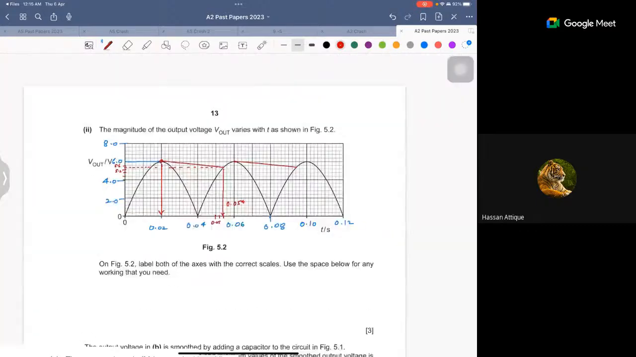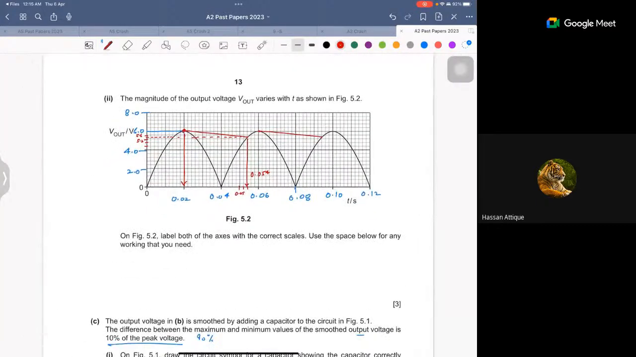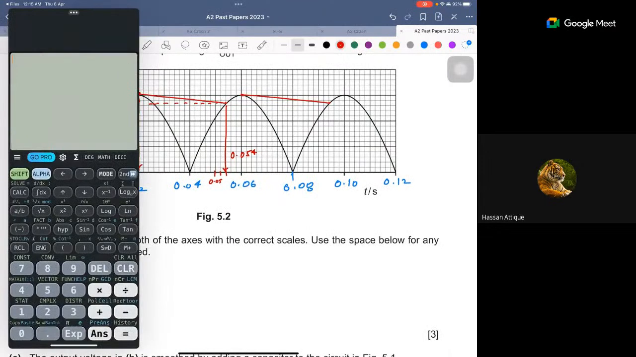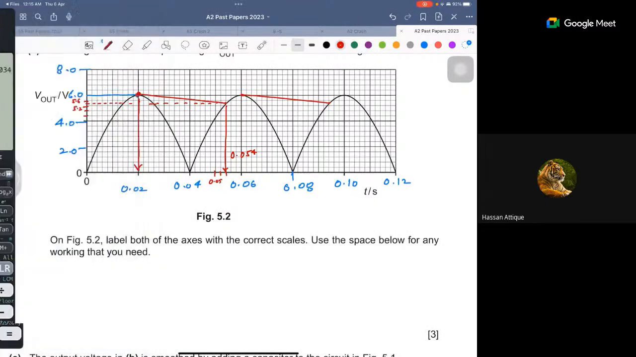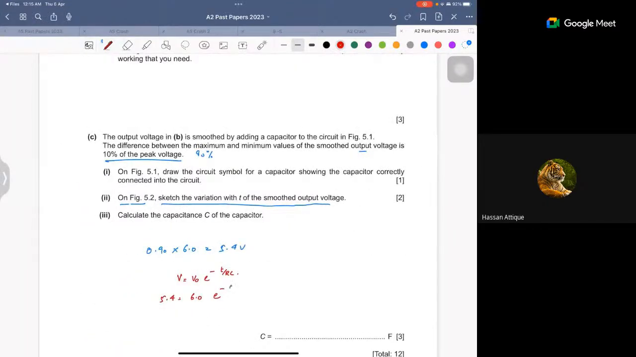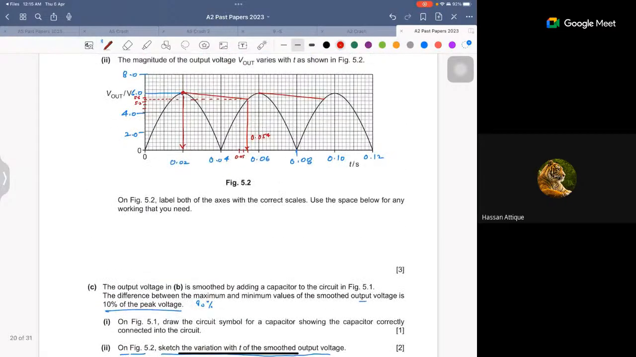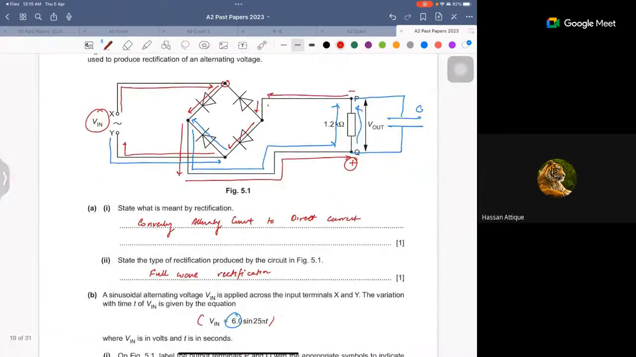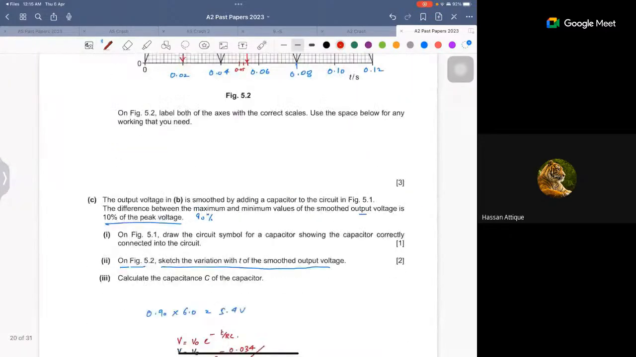0.054, I think. Subtracted by 0.02. So the time difference is 0.054 minus 0.02. That's 0.034. Okay, so we got the time 0.034. The resistance, do we have the resistance? Oh, 1.2 kilo ohm. Cool.